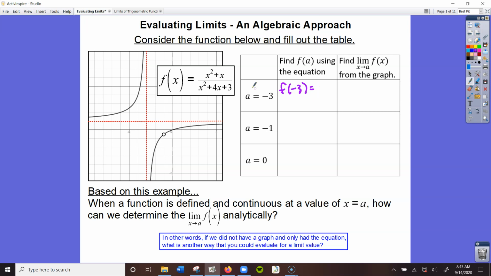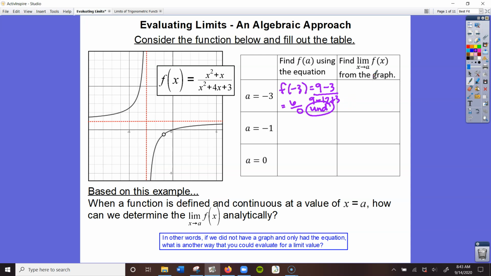If we plug it in, we get negative 3 squared, which is 9, plus negative 3, so minus 3, over negative 3 squared, which is 9, plus 4 times negative 3, which is minus 12, plus 3. And what I end up getting here is 6 over 0, which would be undefined.